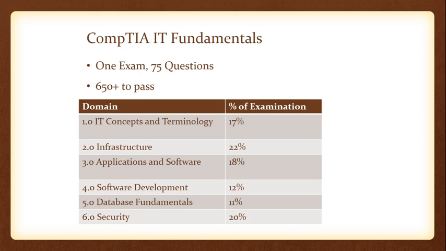And unlike the U51 exam, the U61 exam is broken up into 6 domains. The six domains are broken down here on this slide. The first domain is IT concepts and terminology for 17% of the examination. That's about one out of every 6 questions. Infrastructure is 22%. If you look down the list, that is the largest portion of the exam. Applications and software, 18%. Software development, 12%. Database fundamentals, 11%, and security is 20%.